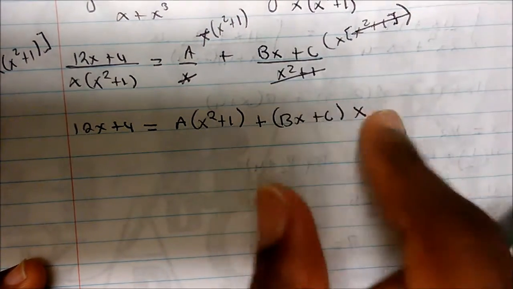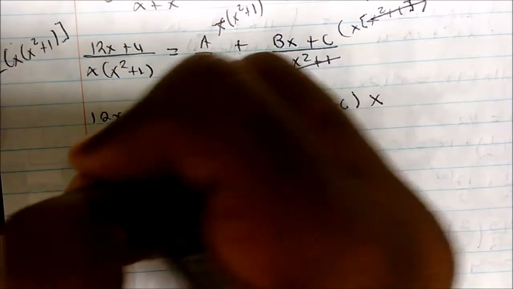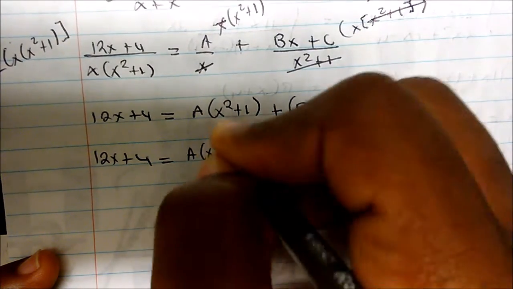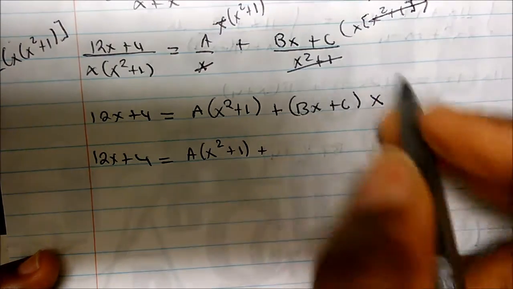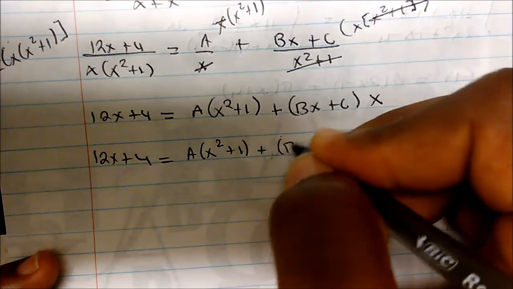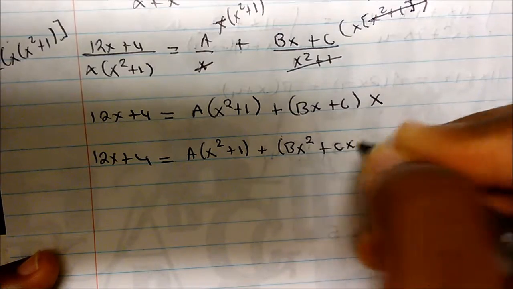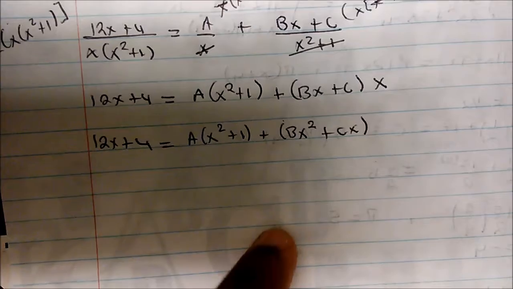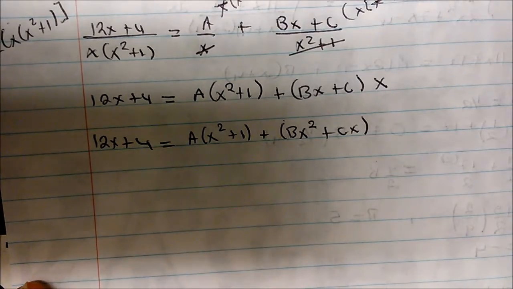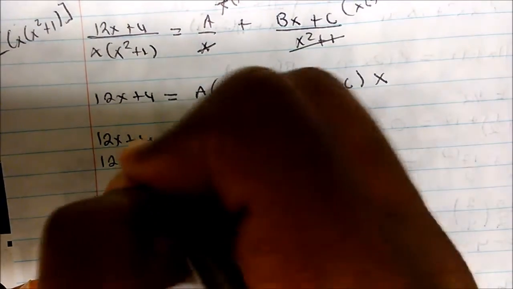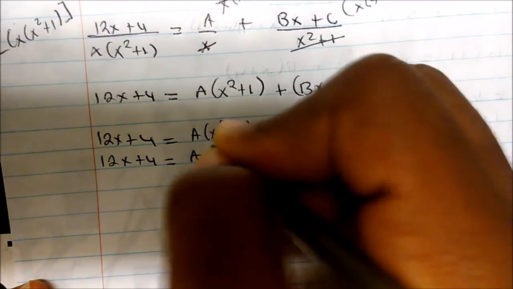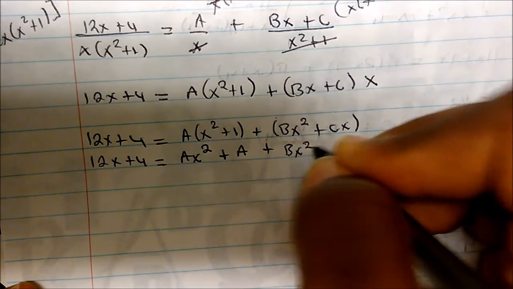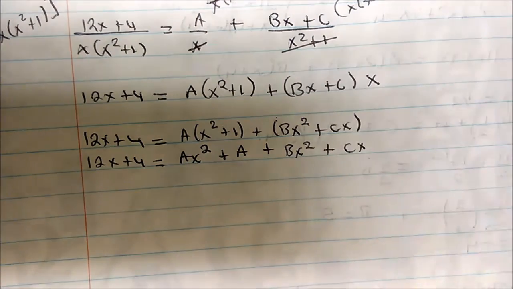I'm going to distribute my x. So this becomes 12x plus 4, and that is equal to a times (x squared plus 1) plus, if I multiply that, bx squared plus cx. Okay, now the idea is I'm going to distribute my a. And so if I look at this, this becomes 12x plus 4, and that's equal to ax squared plus a plus bx squared plus cx.